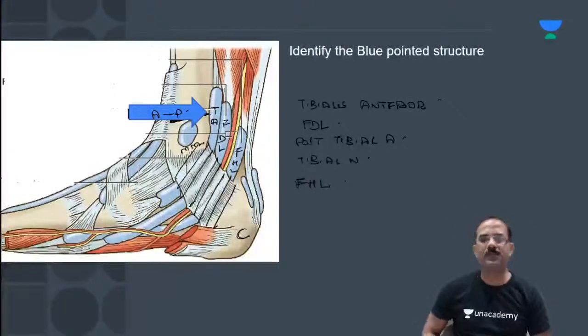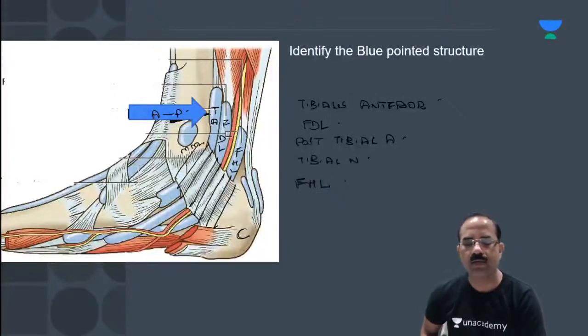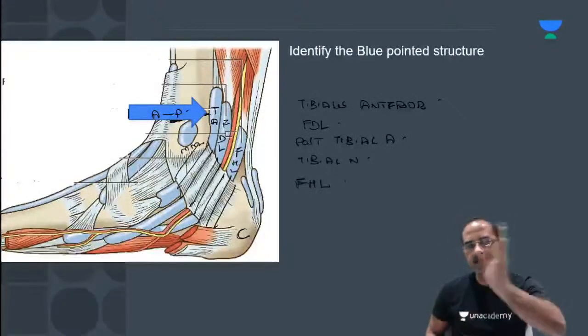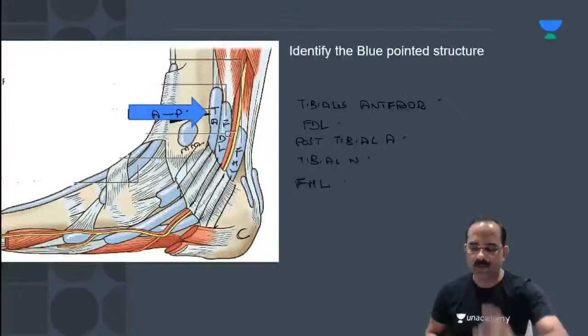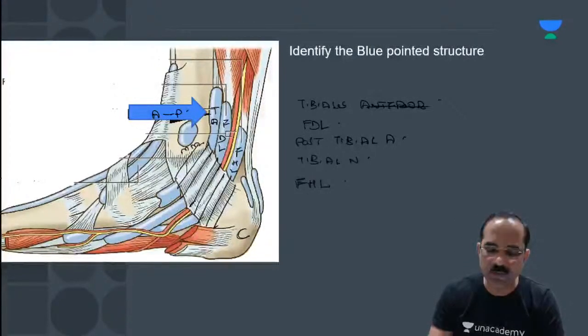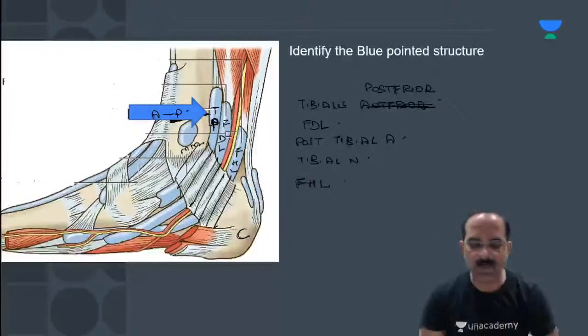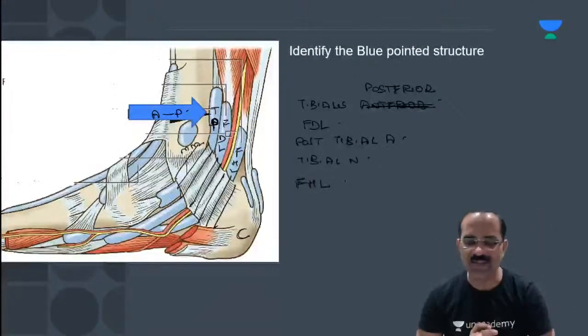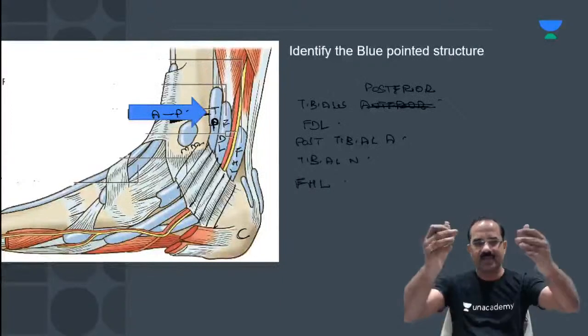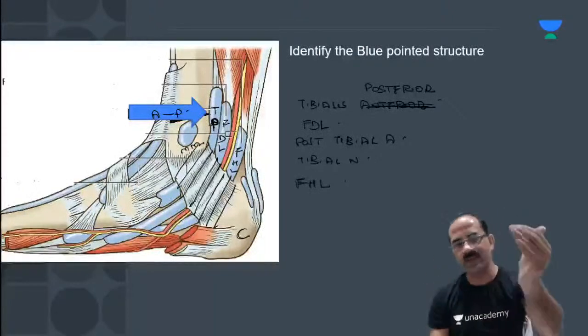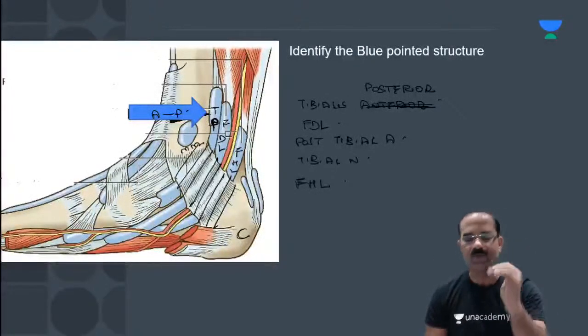So these are the structures which pass through the tarsal tunnel, anterior to posterior. The first one, I'm so sorry children, is tibialis posterior, not anterior. Yes, tibialis posterior. Then comes the flexor digitorum longus. Then the posterior tibial artery. Then the tibial nerve. And the last one is flexor hallucis longus.